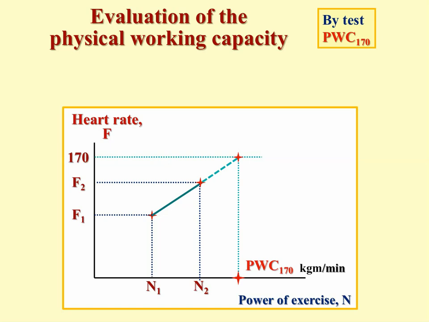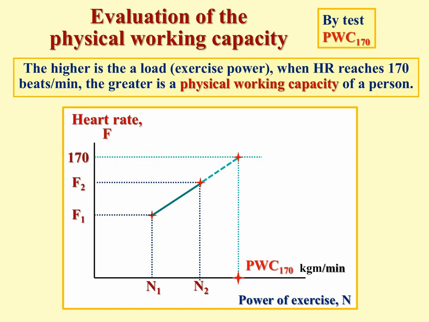So it can be higher or lower, and the higher this level, the higher is the physical working capacity of a person. You may see, if heart rate does not increase greatly, this line will not go so much upward, it will go more horizontally, and so it will cross the 170 line at high levels of power of exercise. Oppositely, if the person has a quick increase of pulse rate with the second or even first activity, the cross-section will occur at a lower level of power of exercise, and therefore it will testify to lower physical working capacity. So it's one of the possible tests that allows us to estimate the physical working capacity of a person.